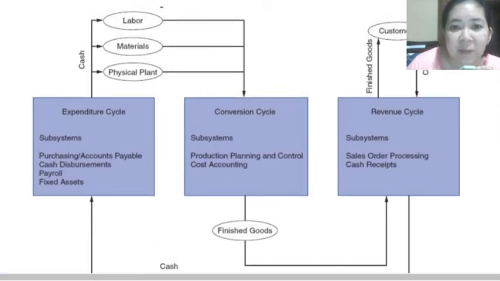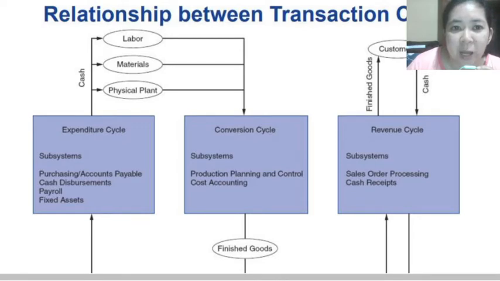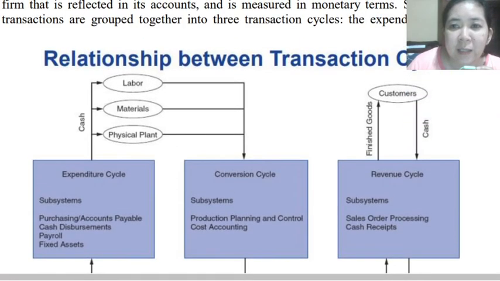Basically, if you can see here, from the beginning of the transaction in an enterprise, the aim or the end product that they would want to achieve is having revenue. But before they could have their revenue, first they have to spend. Meaning to say, the first transaction that will take place is the expenditure cycle.